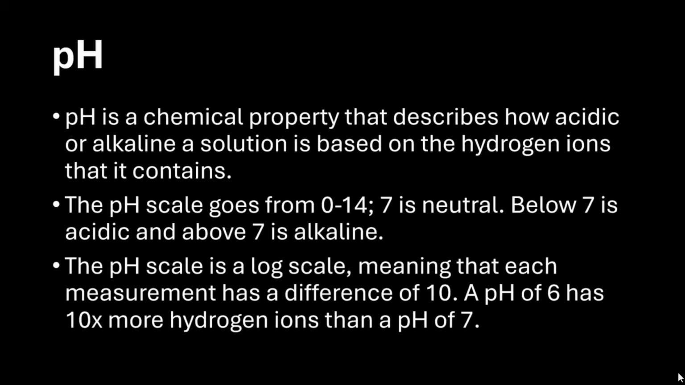The pH scale is a log scale, meaning that each measurement has a difference of 10. A pH of 6 has 10 times more hydrogen ions than a pH of 7.